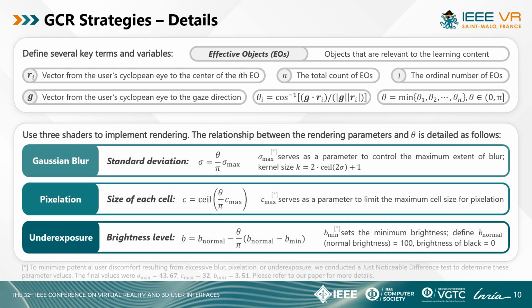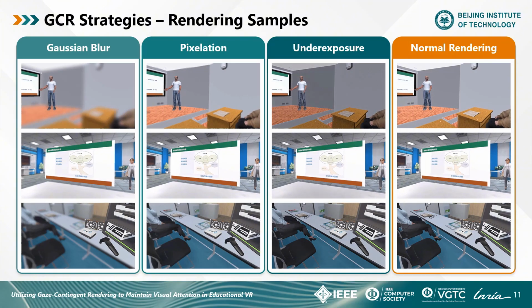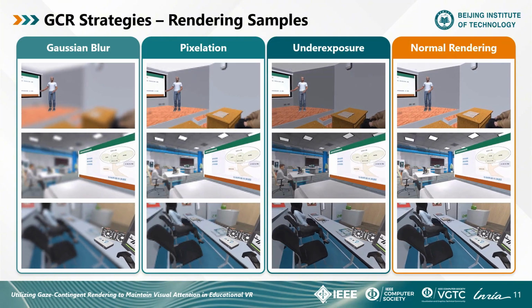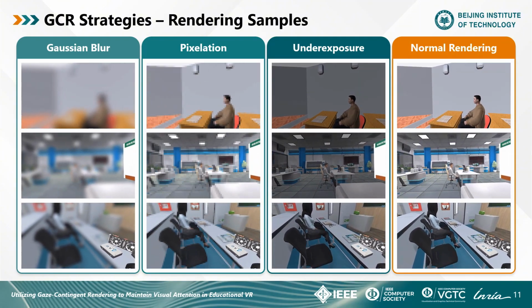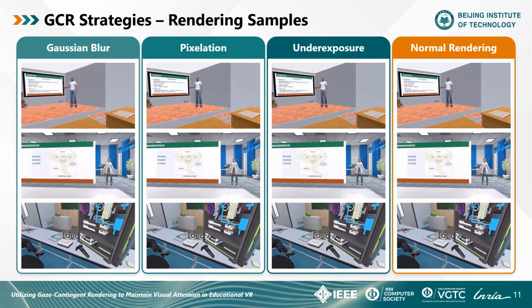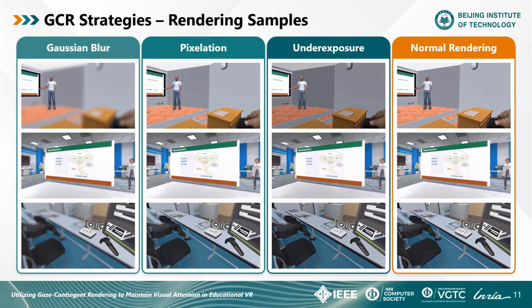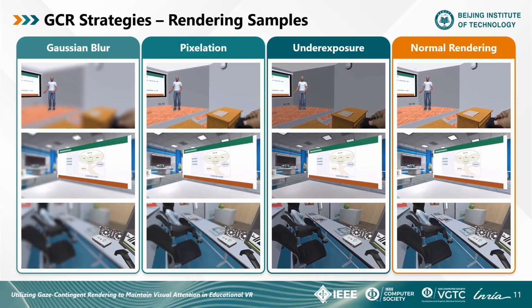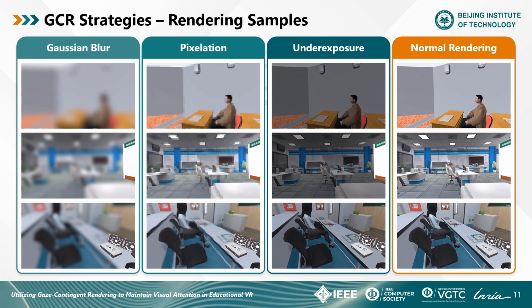We also created three shaders, and their parameters, like sigma or cell size, are linked to theta in a linear way. These parameters were carefully tested and calibrated to make sure they don't cause any discomfort for the user. Here are some examples of how the three GCR strategies look in action. The rightmost column shows normal rendering. When attention shifts, blur, pixelation, or darkening subtly degrade peripheral content. Notice how critical objects remain sharp, guiding focus naturally.